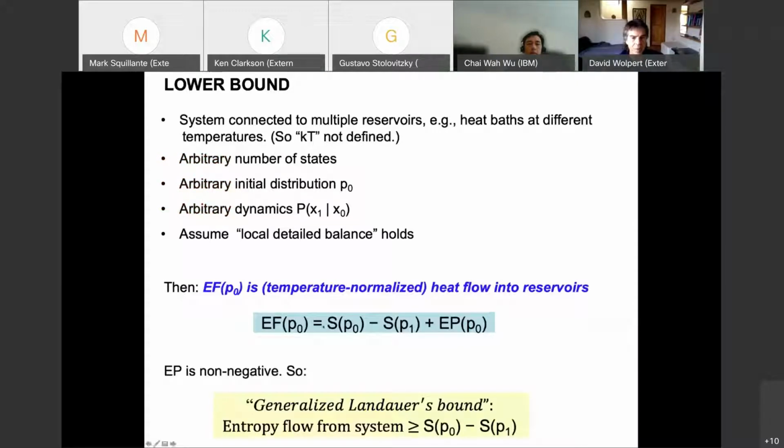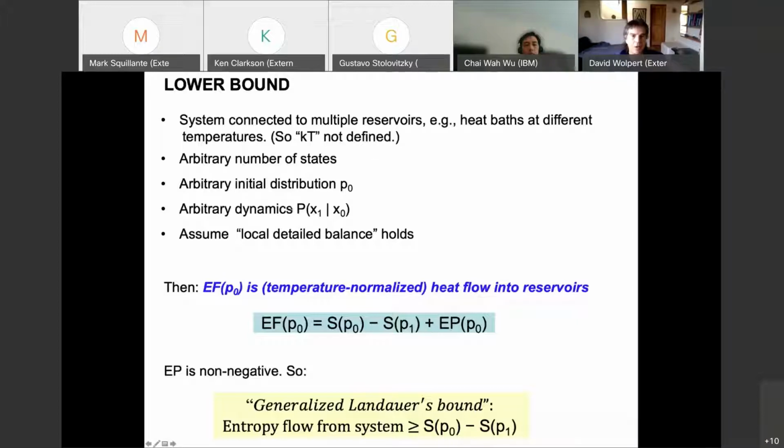Okay, recall here our exact formula. This is not an inequality, this is an equality. Here's our exact formula for that heat flow into the reservoirs under this assumption. Well, remember that EP, we said before, is non-negative. The entropy production is non-negative. Therefore, the limit of this, when this thing equals 0, we get that the heat flow into the reservoirs is going to be greater than or equal to the drop in entropies. This is now called the generalized Landauer's bound in the literature.